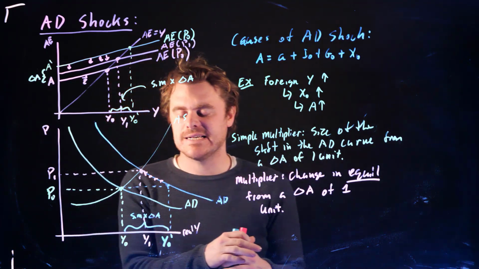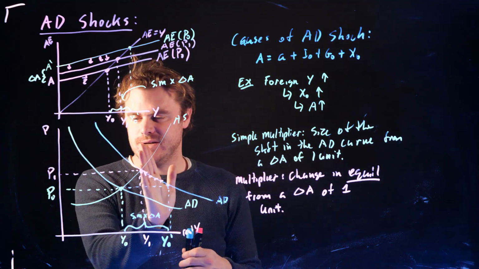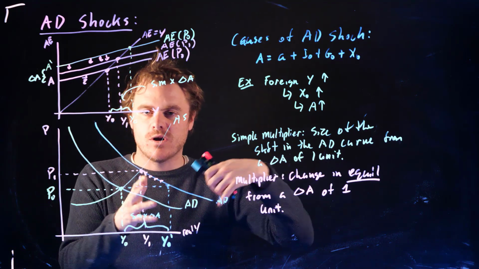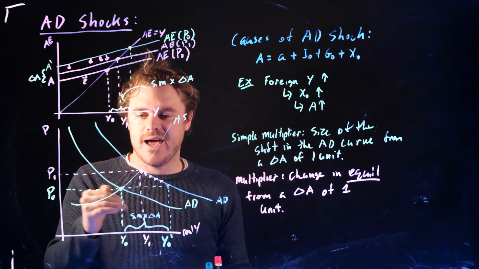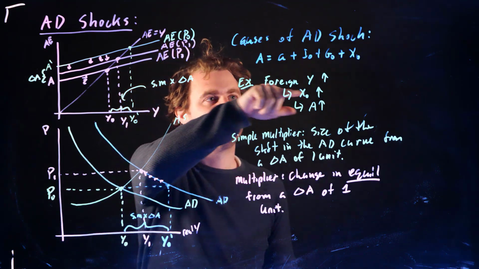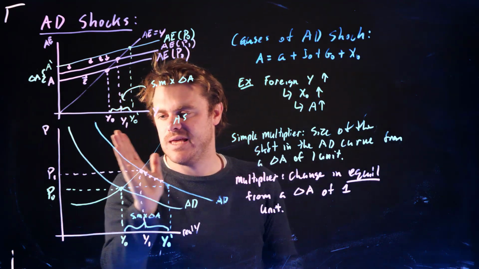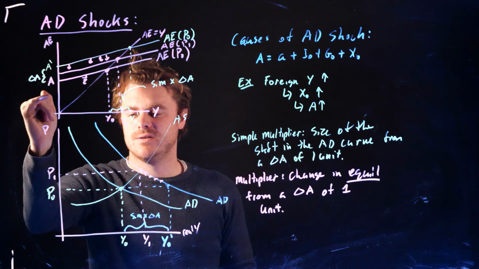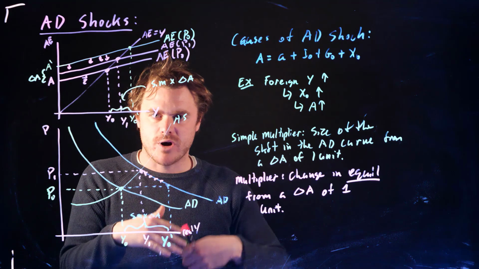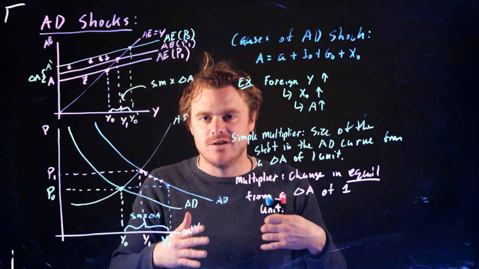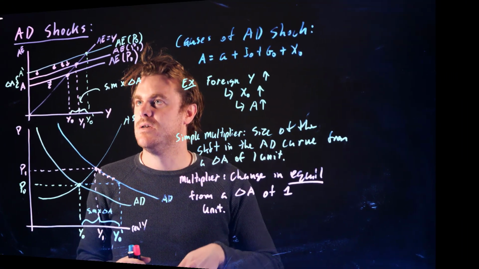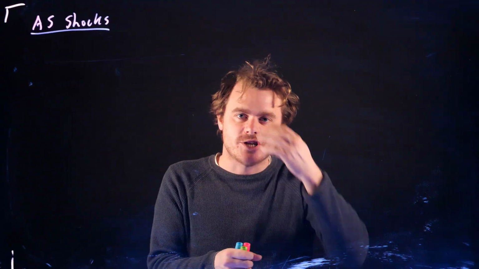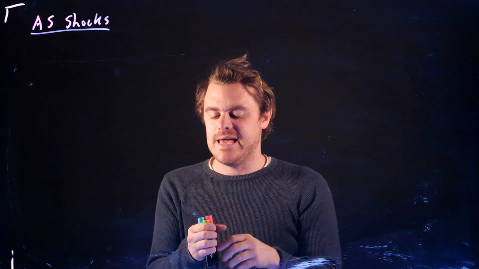Now we could do the exact same thing where we have this, so this is an expansionary shock, we could do a contractionary shock. It would work in the same way. The size of the shift in the AD curve, let's say if G went down, the AD curve would shift to the left because this A would get smaller. Prices would adjust, and we get to this new equilibrium. Okay. So now we can look at aggregate supply shocks and the mechanics behind these AS shocks.